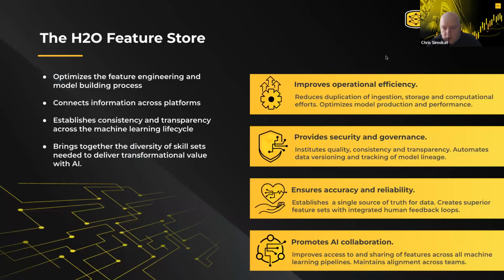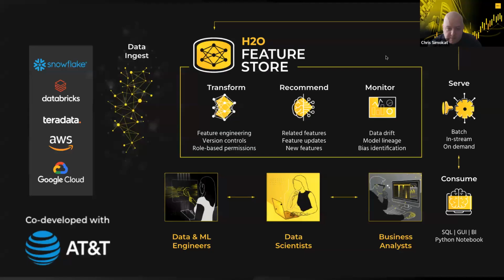In terms of what you can expect or what you can hope to get from using our feature store, we'll help you optimize the feature engineering and model building processes, connect information across multiple platforms, and establish consistency and transparency across the machine learning lifecycle. And it brings together a diversity of skill sets needed to deliver transformational value with AI. We do this through the way that we satisfy multiple user personas and the general architecture and approach to how we've implemented features in the feature store.